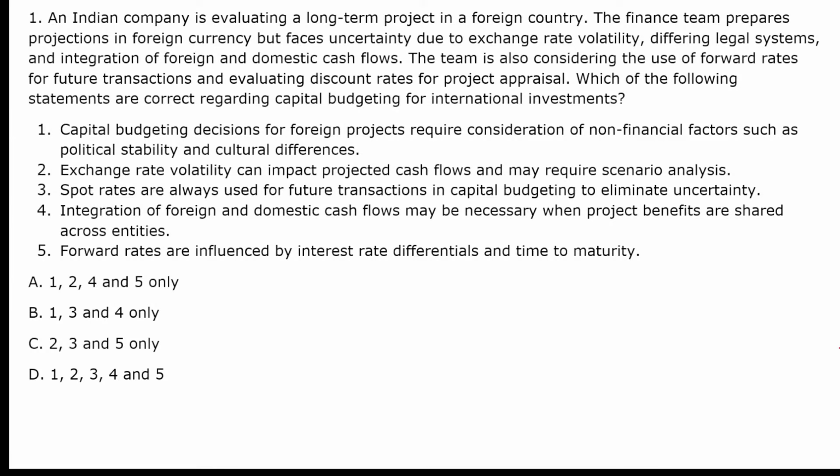The finance team prepares projections in foreign currencies. Then there is a currency risk involved, right? But faces uncertainty due to exchange rate volatility, differing legal systems, and integration of foreign and domestic cash flows. The team is also considering the use of forward rates.